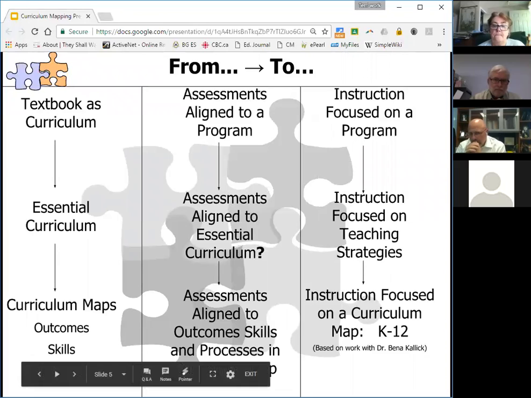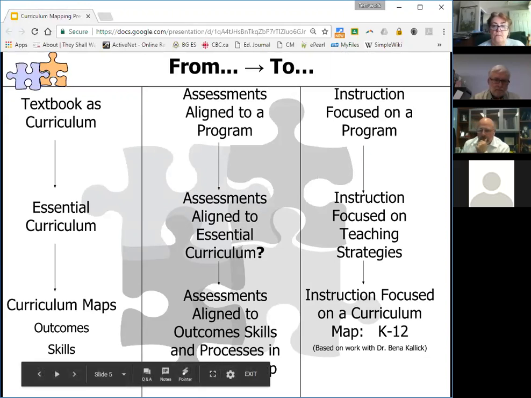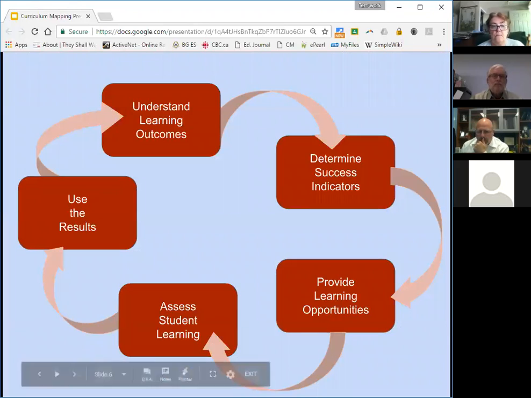And then the final piece, it shifts our instruction. It shifts us from instruction based on a program or a set of resources to ultimately instruction that is keenly focused on outcomes that we put together in a curriculum map.